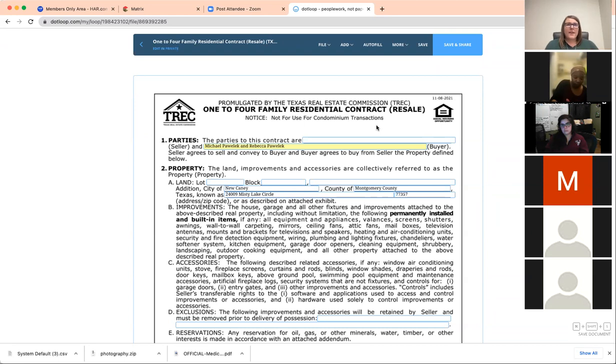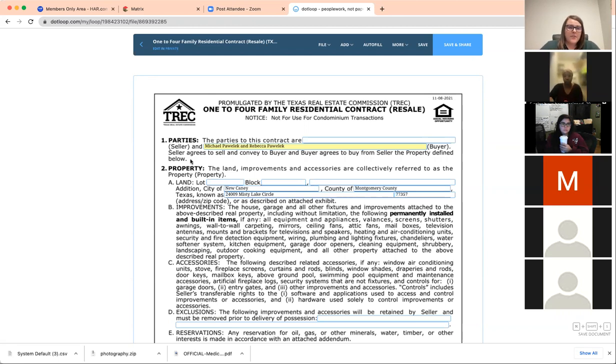Lots, unimproved lots, or improved lots, depends on what's on it. Like if there's a house on it, it's a 1 to 4. If there's just like a shed, that would still be a lot contract. So this is for 1 to 4 only and not condos. That's a whole separate contract.